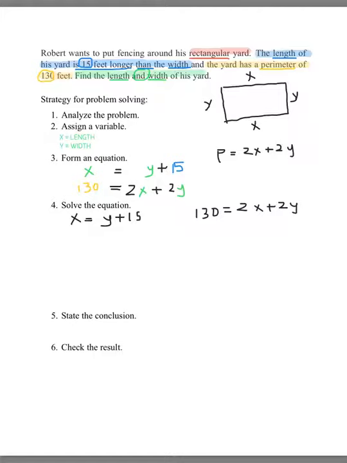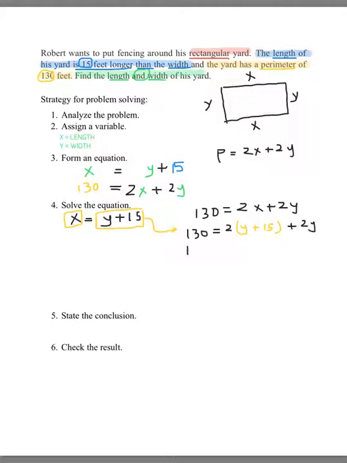One thing you want to notice is that the x is already completely by itself and isolated on one side of the equation. So this sets us up perfectly for a substitution. So we're going to go ahead and substitute that into the second equation. So we'll have 130 is equal to 2 times x. However, we now have that x is equal to y plus 15. And then we still have plus 2y.